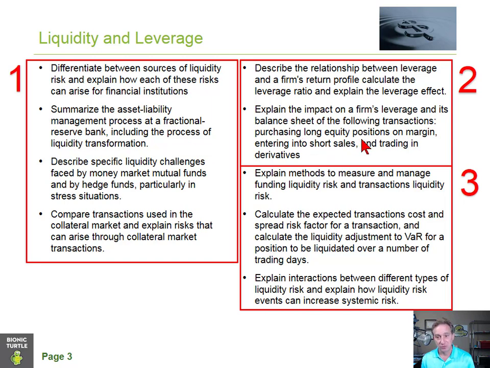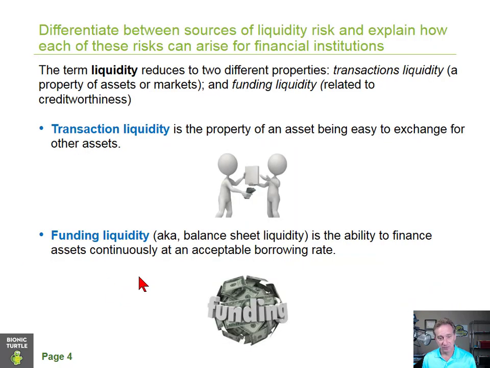And then in section 2, it's really about leverage. And then in section 3, we'll go back to liquidity and it becomes quantitative. You can see here there's a calculate action verb, and we'll look at the calculation of liquidity adjusted VAR. So let's go ahead and start with the first learning objective, which is differentiate between sources of liquidity risk and explain how each of these risks can arise for financial institutions.